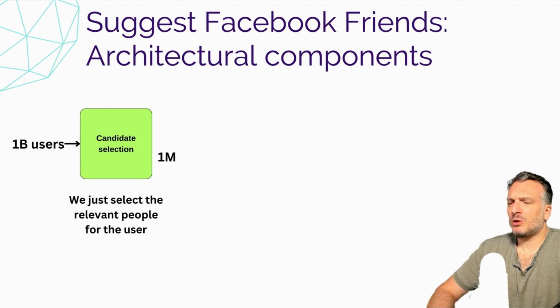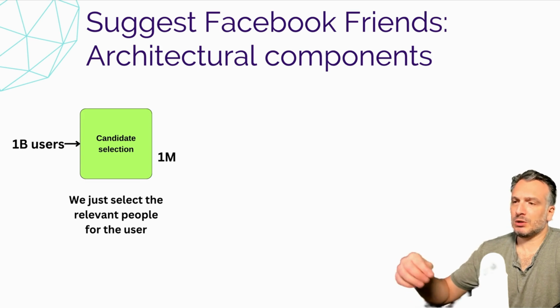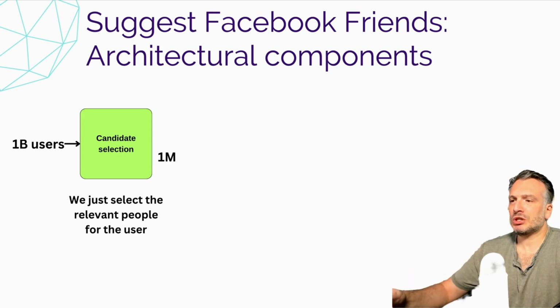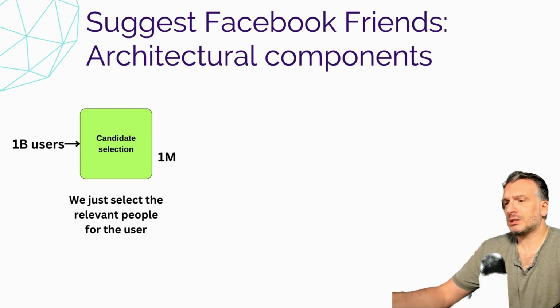There might be many different ways to do it, but let's assume that on average, a user has 1,000 friends, and we choose the second-degree friends in the network graph as potential candidates. 1,000 times 1,000 gives us 1,000,000. So by just choosing the second-degree friends in the network graph, we could move from 1 billion users to 1 million users. That's one way to do it.